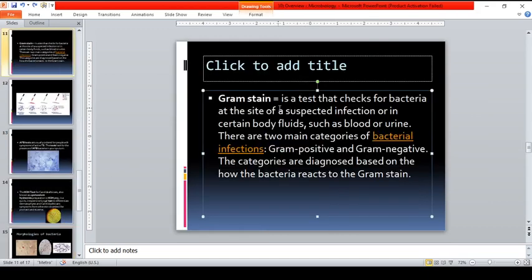So, another commonly requested test is the Gram stain. It is a test that checks for bacteria at the site of suspected infection or in certain body fluids such as blood or urine. There are two main categories of bacterial infection based on Gram stain. Okay, we have the Gram positive and the Gram negative. So, how do you classify if a bacteria is Gram positive or Gram negative? It actually depends on the color after the Gram staining. Kapag purple siya or blue, but mostly that is purple, that is Gram positive. Kapag Gram negative naman, red or pink yung color ng bacteria.